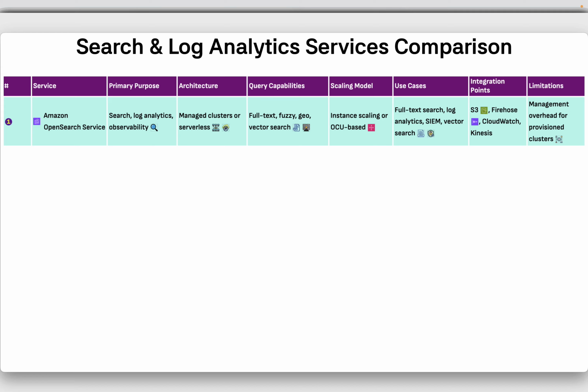Query capabilities: you have full text search. Basically, you don't have to create indexes and all, and you can just do a full text search. You can just dump the data. You can have fuzzy search, you can have geospatial search and vector search also. Scaling model: instance scaling or OpenSearch Compute Unit based scaling also. So it's OpenSearch Compute Unit, OCU. Okay, use cases: full text search, log analytics, SIEM, basically it's like operational monitoring, and vector search.